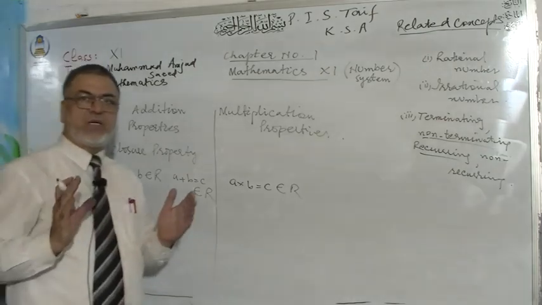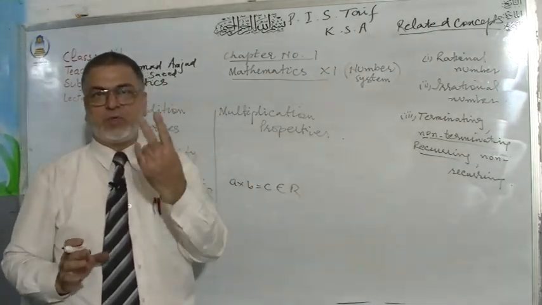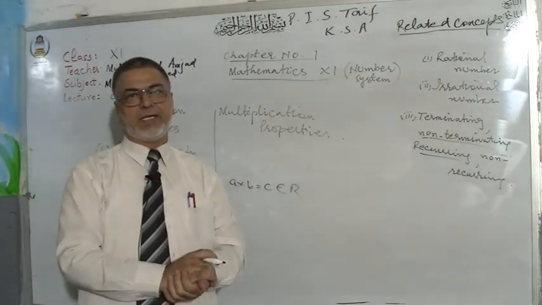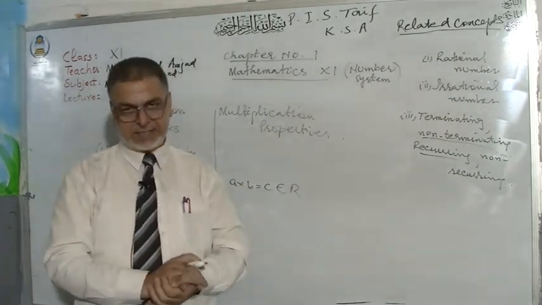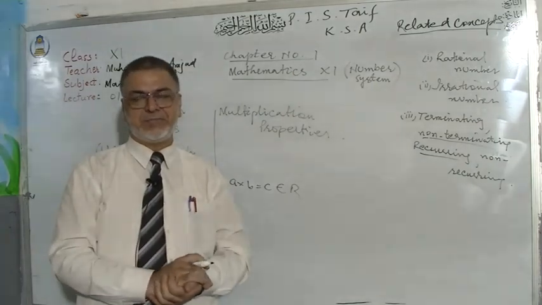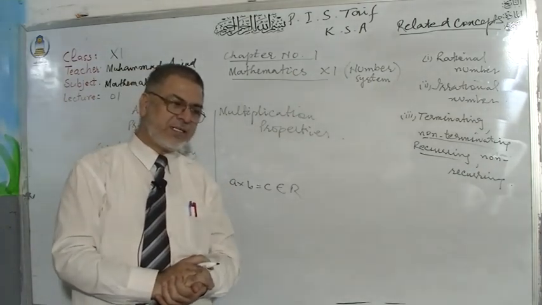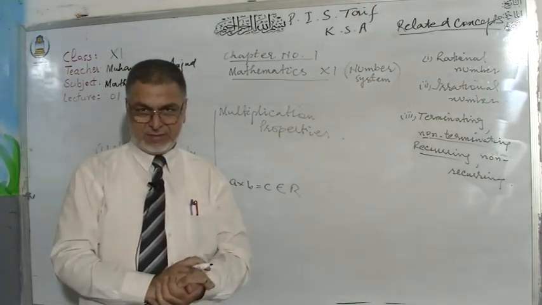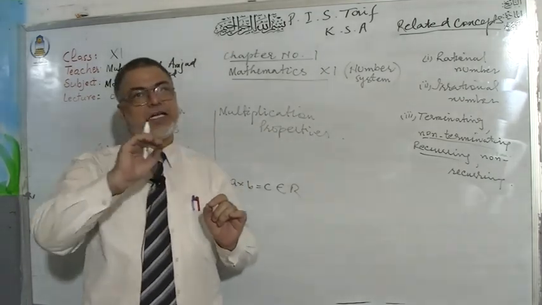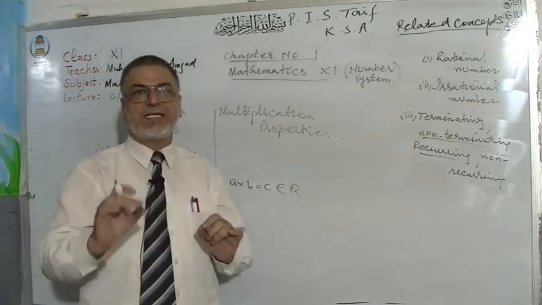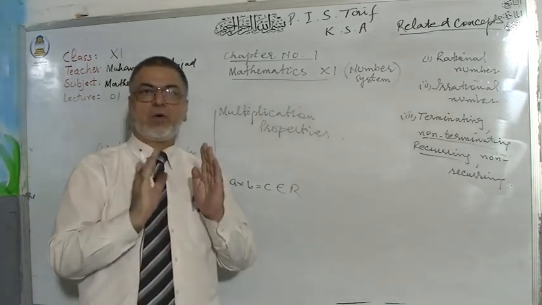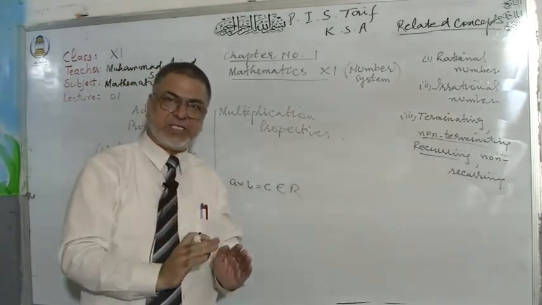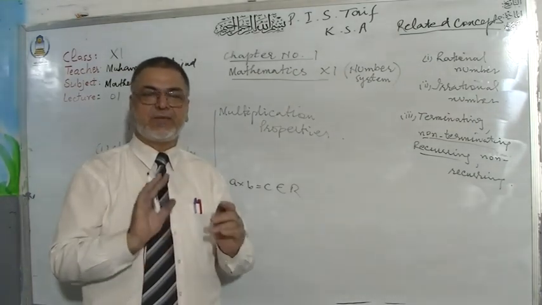In case of closure property of addition, you will take two members. For example, we are taking the set of natural numbers, two members, 5 and 6. If you add them, what will be the answer? 11. And 11 is also present in the set of natural numbers. So that's why closure property of addition is satisfied in the set of natural numbers.